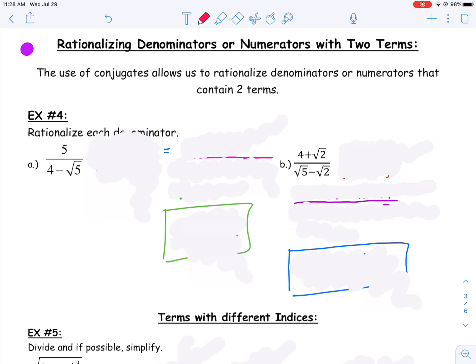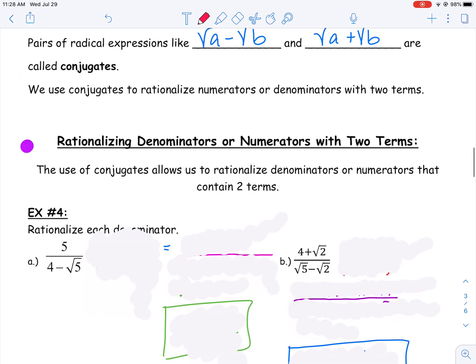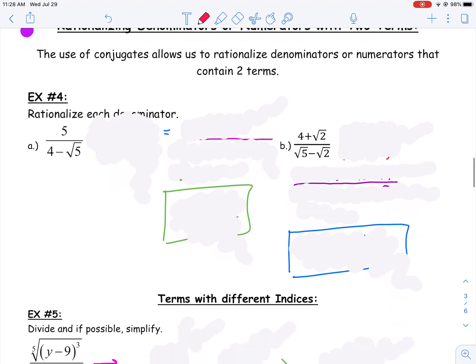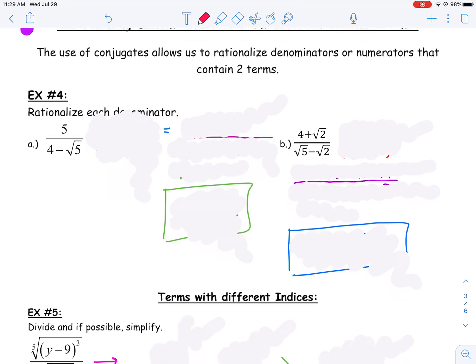But what happens if there's two terms on the bottom, two pieces, and maybe one or both of them have radicals? Well, what we're going to do is we're going to use conjugates. Remember, conjugates are the opposites. We talked about that in the last video. Conjugates allow us to rationalize denominators if there's two terms underneath.